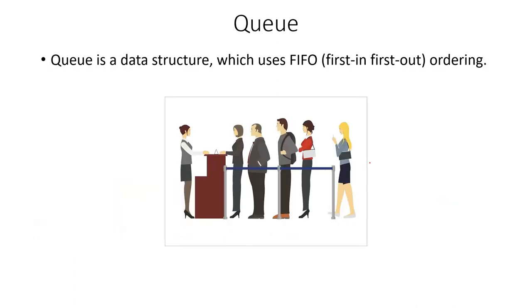The next data structure is a queue. A queue works on the principle of first in, first out ordering. I can explain the queue as a line, for example, for some cashier. The first person who comes to the cashier is going to be served earlier than others.